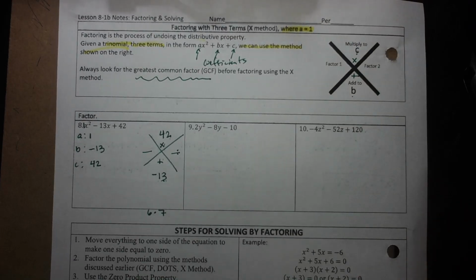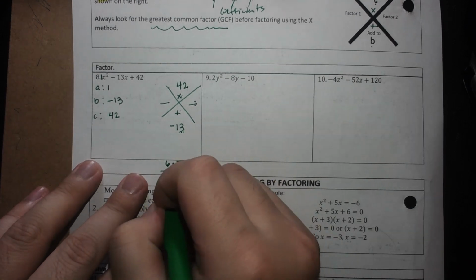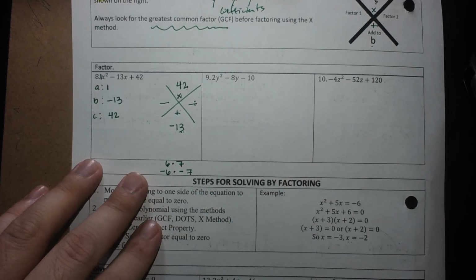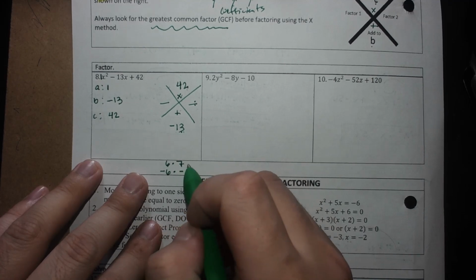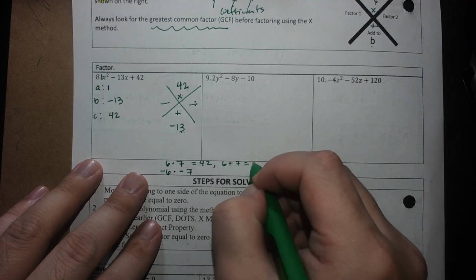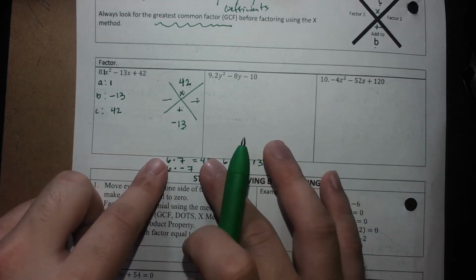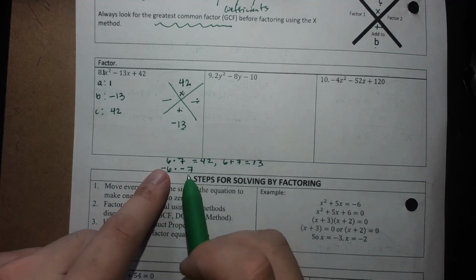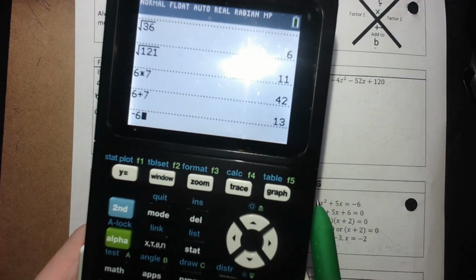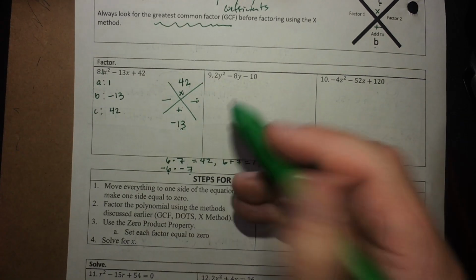This is going to be crazy. What if I made this 6 a negative 6 and this 7 negative 7? Remember, 6 times 7 is 42, and 6 plus 7 is 13, so those don't work. What I'm going to try now is negative 6 and negative 7. A negative times a negative: negative 6 times negative 7 is positive 42. That's what we want.